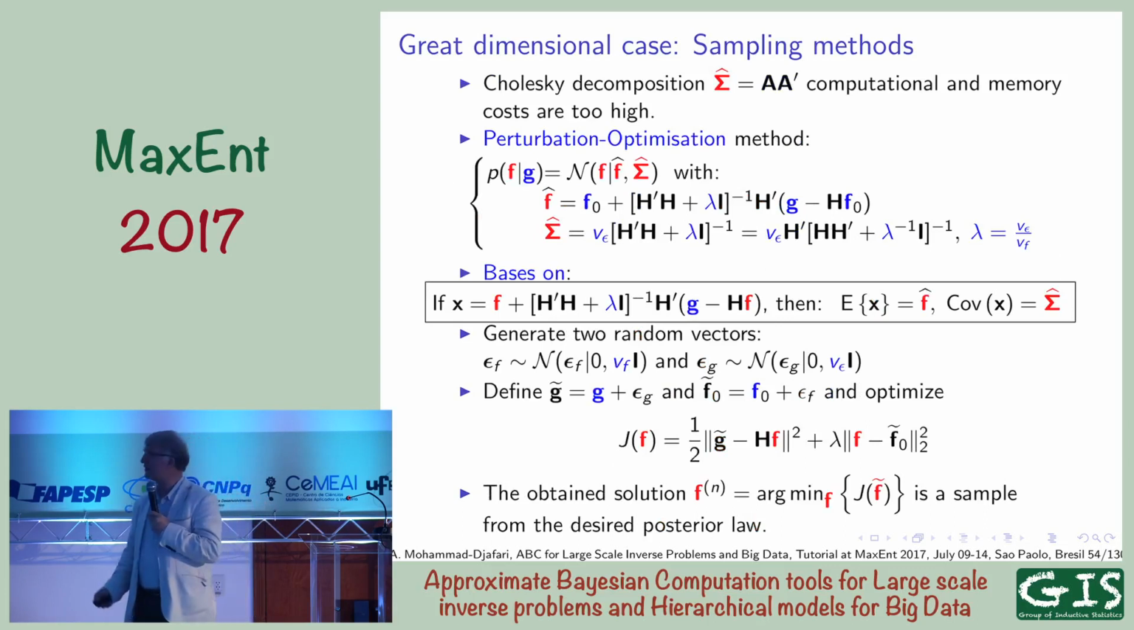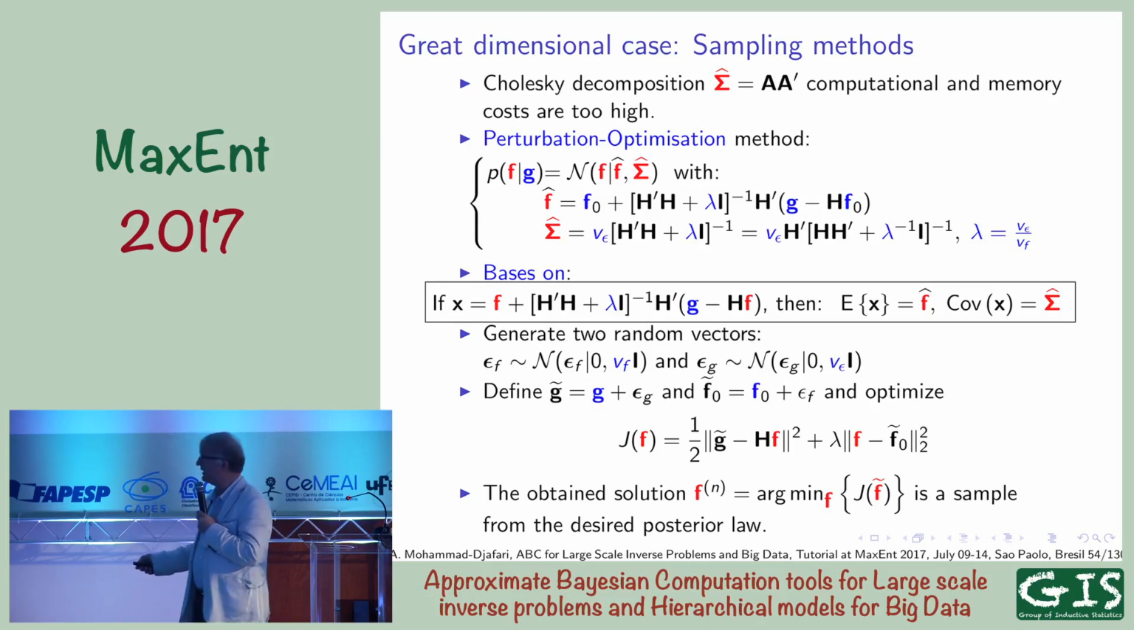A second technique which does not need this Cholesky factorization is very interesting. This technique is called perturbation optimization, and the main idea is, consider X to be this, which corresponds to the mean that we can compute by optimization. Now it is easy to show that the expected value of X is F hat, and the covariance matrix is sigma hat. This can be done using the matrix inversion lemma and going through the computation. You can show it. So this is interesting.